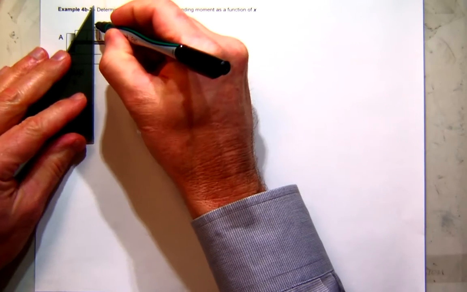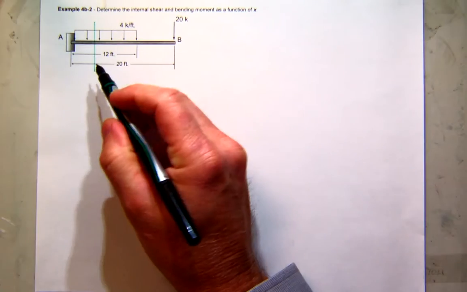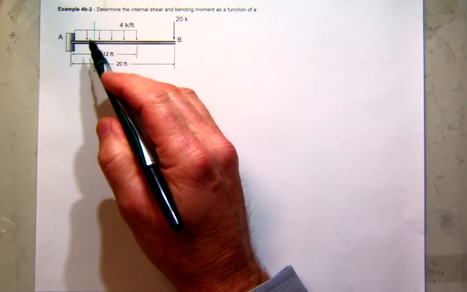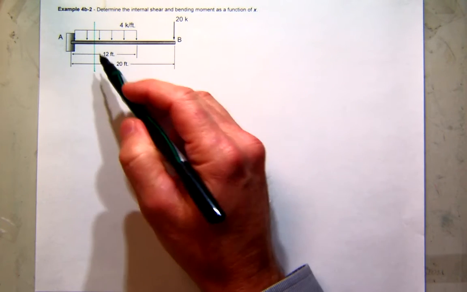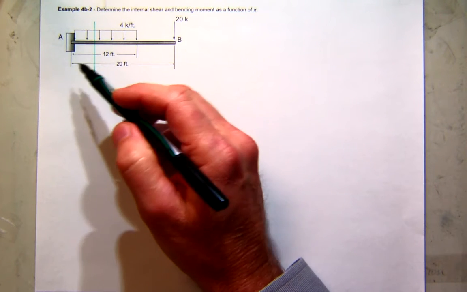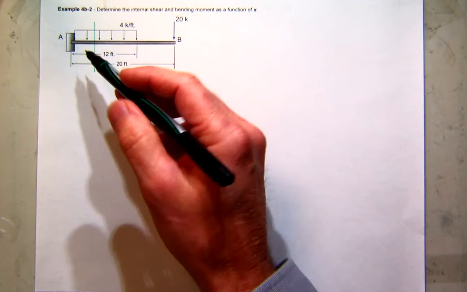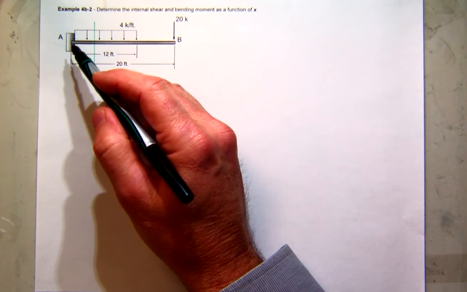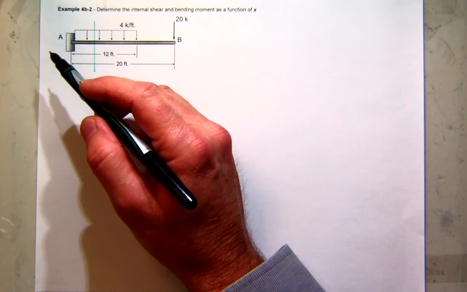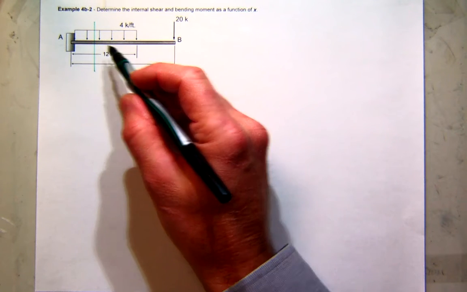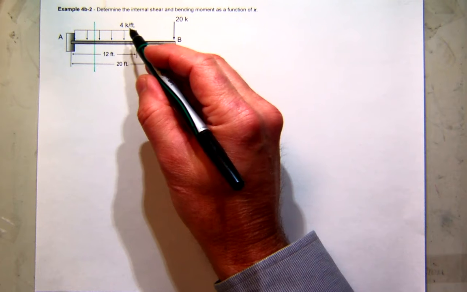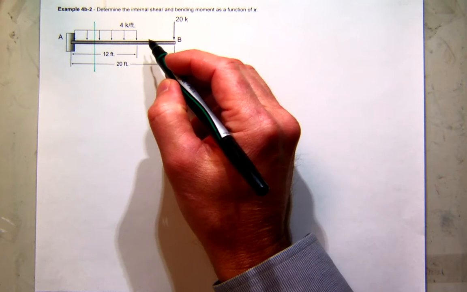So I'm going to draw a line here, and this will be the section that I'm going to cut somewhere between 0 and 12. Do you want to work the left side or the right side? Well, let's talk about the left side. What's the advantage of the left side? Well, the load's pretty simple, right? But the disadvantage would be I'd have to find the reactions. If I look at the right-hand side, no reactions, but the description of this load might be a little challenging.